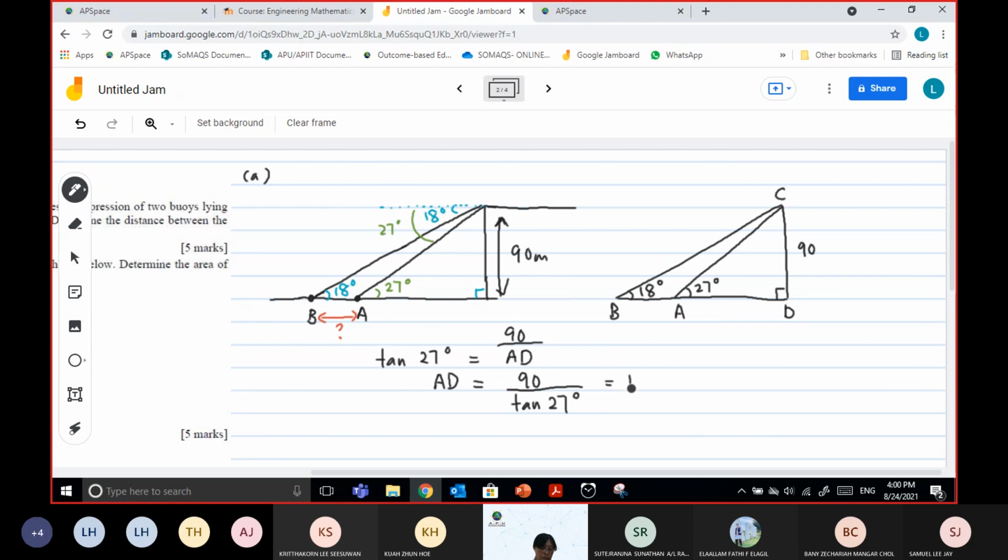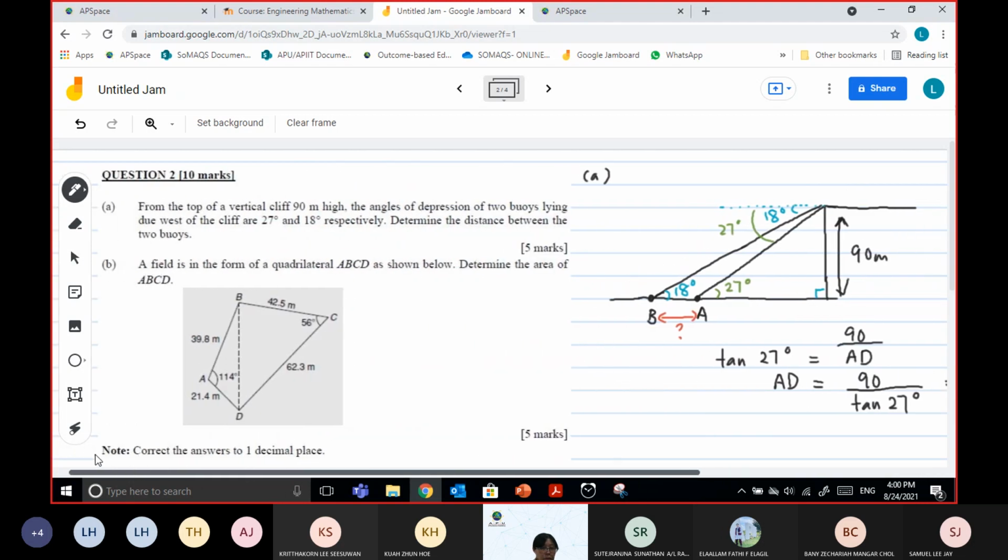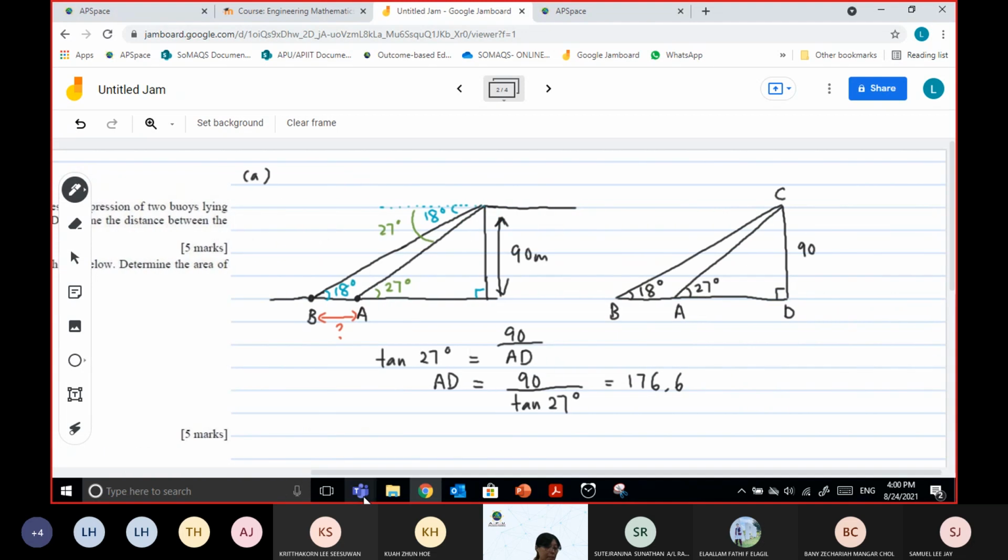So I get 176.6. Does this one require one decimal place as well? Yeah, this one also requires one decimal place, 176.6. So I get the length for AD.